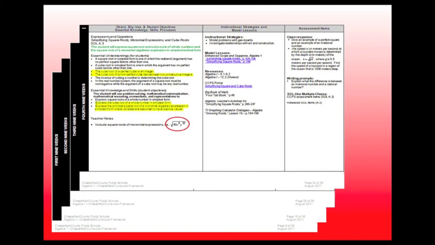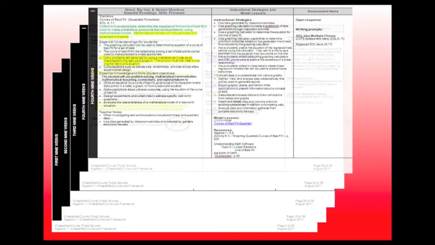What's new? The emphasis here is on finding the principal square root of a monomial expression. See the example in the teacher notes section. Additionally, finding the cube root of a perfect cube and knowing that the cube root of a non-perfect cube lies between 2 integers.